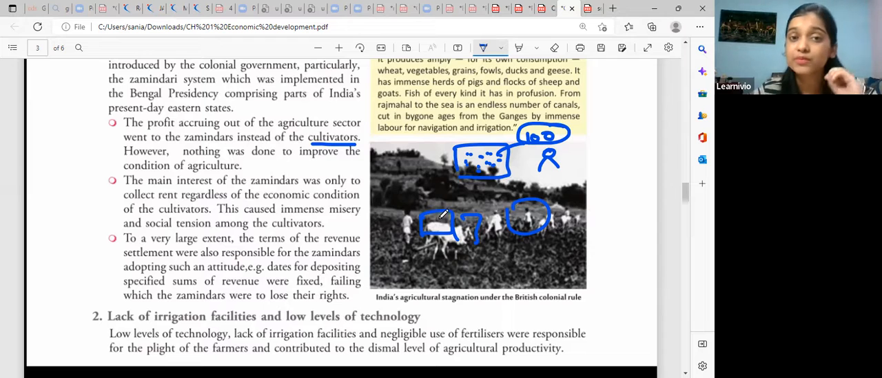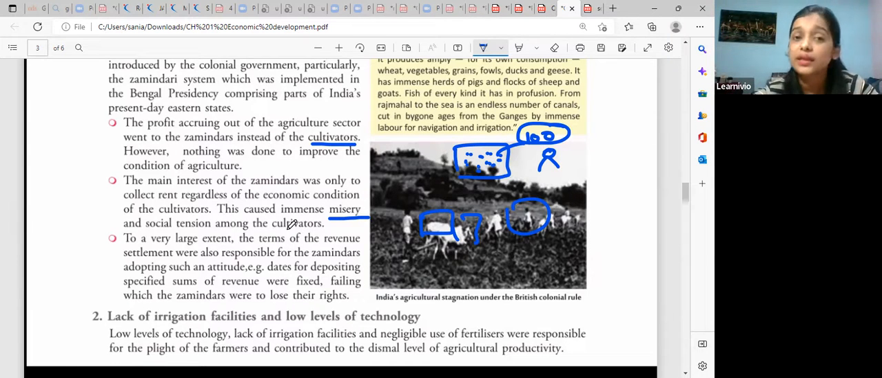But the zamindar's main interest was to collect revenue. No matter whether you are rich or poor, you have to pay tax. Because of this there was misery, and people had lots of tension that the zamindars will be coming and now we have to pay the tax. They were becoming poorer day by day. So the second problem was that the main interest of the zamindar was only to collect rent regardless of the economic condition. They never thought about the economic condition of the farmer, that this farmer is very poor, so let's take less rent. No, they came and took the tax, and because of that there was misery and social tension among the cultivators.